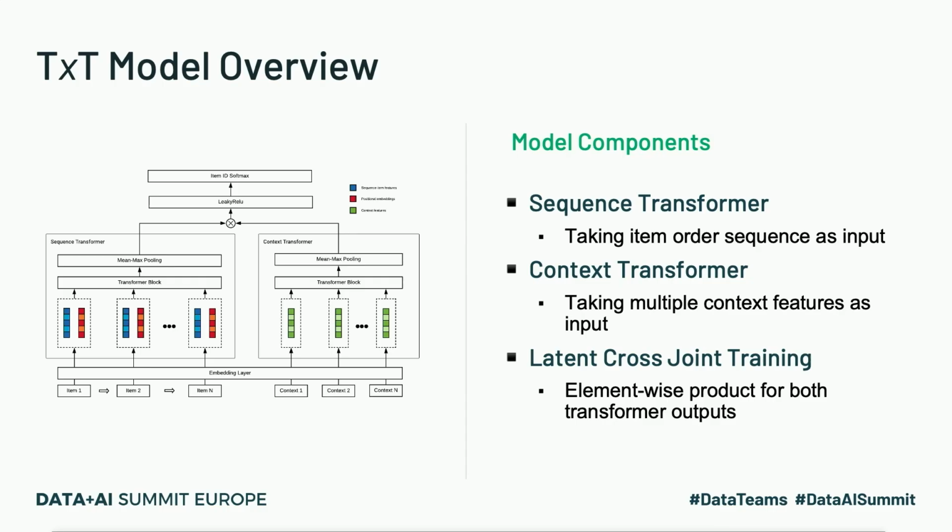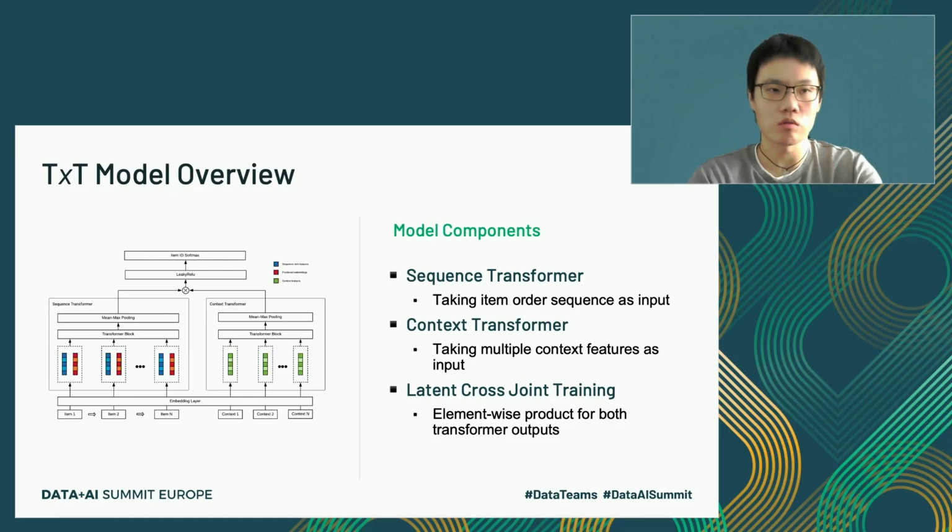So we built this new recommendation model called a transformer cross transformer, also TXT, to solve our full recommendation space. It contains three main components. The sequence transformer part takes the item order sequence as input and feeds it into a transformer block to learn the order sequence representation. And the context transformer part takes all the context features as input and feeds them into a transformer block to learn the context feature representation.